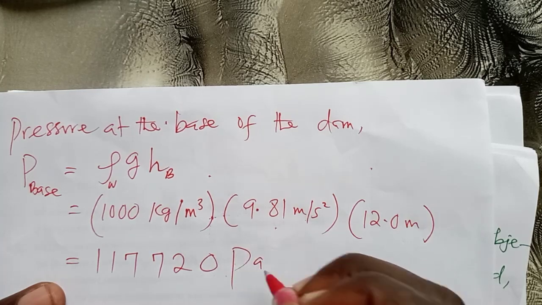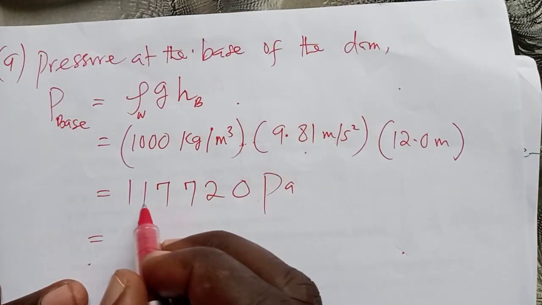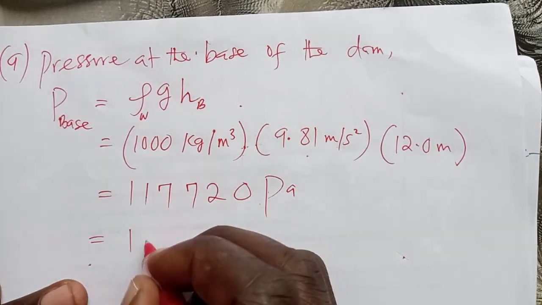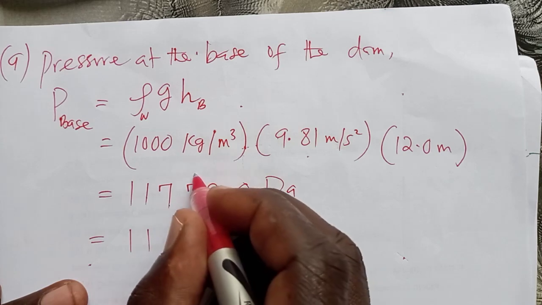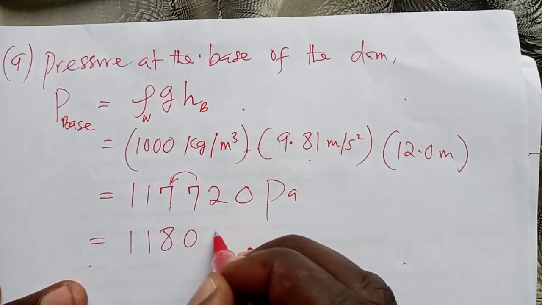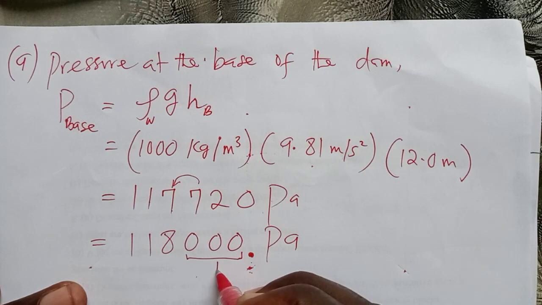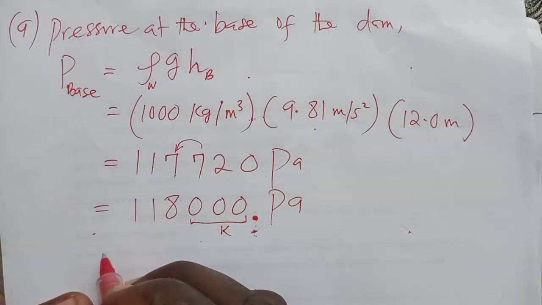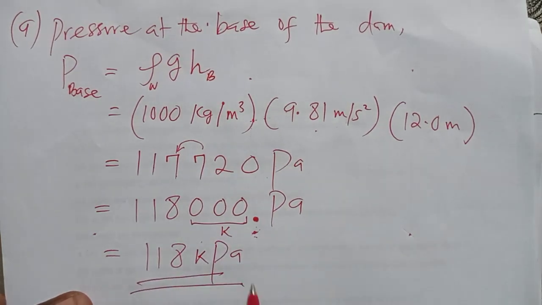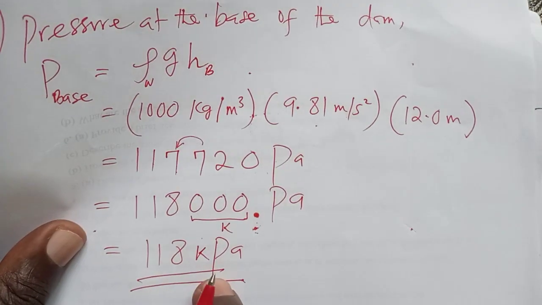This will give you 11720 Pascal. Now you can express this in kilopascal. You have to change this to at least three significant figures. So 1, 1, and since the next digit is 7, I add 1 to make it 8. Then I change every other digit to 0 in Pascal, and this is 1000, so I can use small k for kilo. This is 118 kilopascal. So the pressure at the base of the dam is 118 kilopascal.